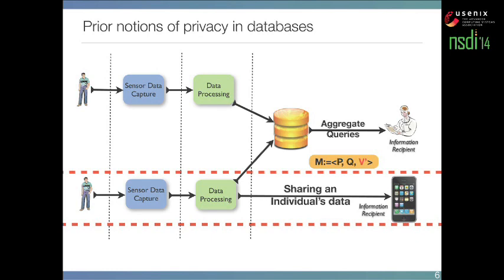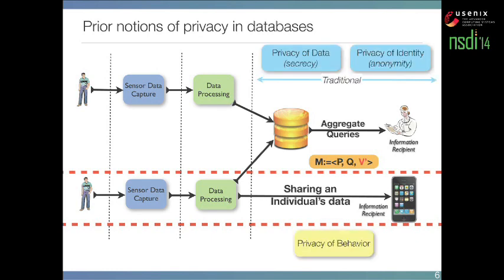Here, there is a single individual who is sharing data with an application or an app provider. So the identity of the individual is typically known. So instead of the traditional notions of privacy of data or secrecy or privacy of identity or anonymity, we have a different flavor of a privacy problem, which we call the privacy of behavior. So in this case, the identity of the individual is known. So what we are trying to protect from the shared data is a subset of inferences or certain behaviors which are private to the individual.